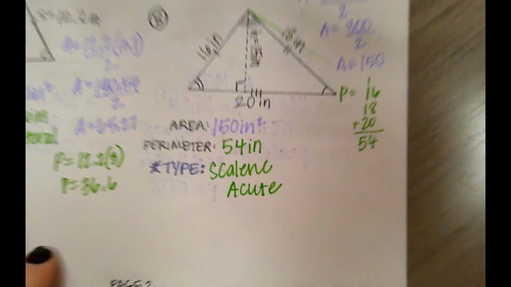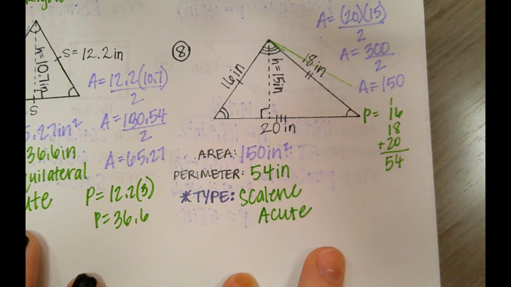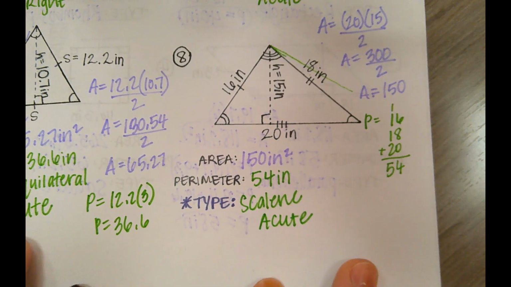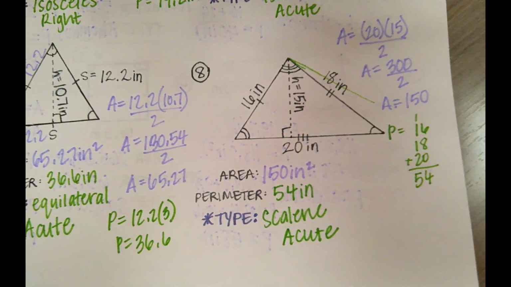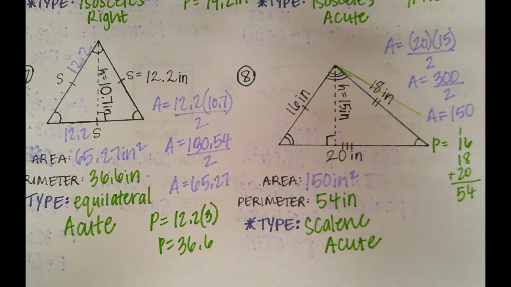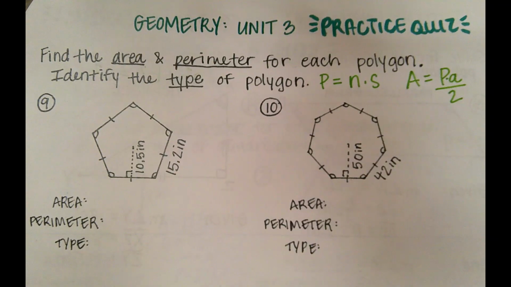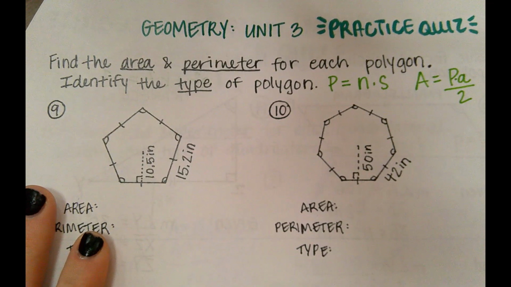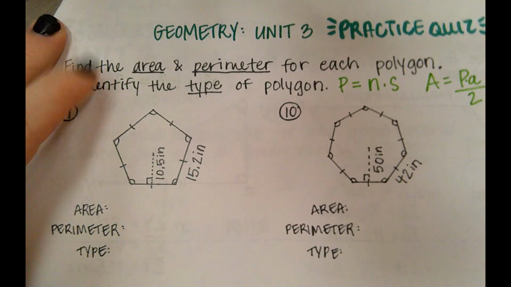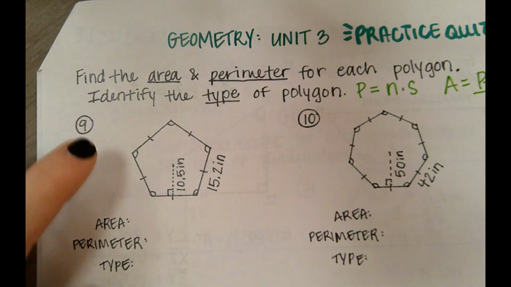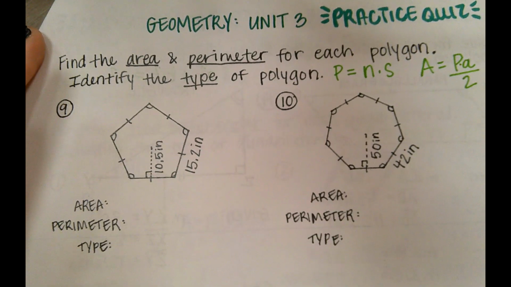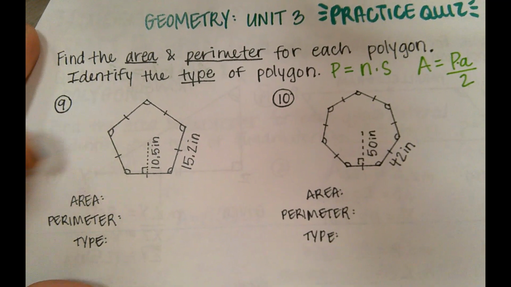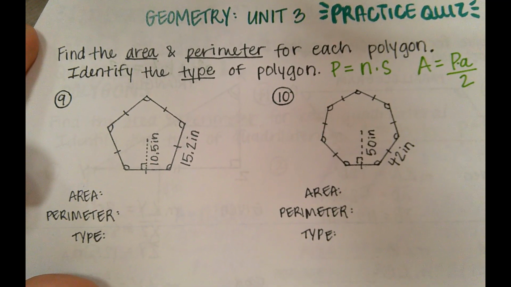Okay, that is our second page. Before we move on, do we have any questions about any of those? Page 3 then. Now we are to regular polygons. Now this is where you're going to want to know some of those names. You're going to find the area and perimeter for each polygon and then identify the type based off of how many sides.